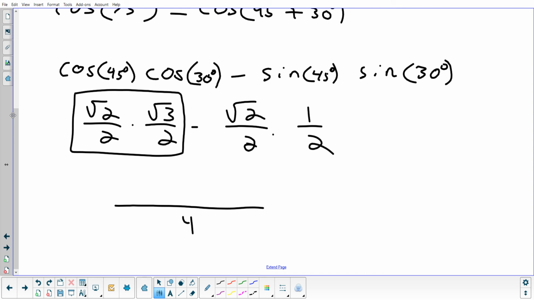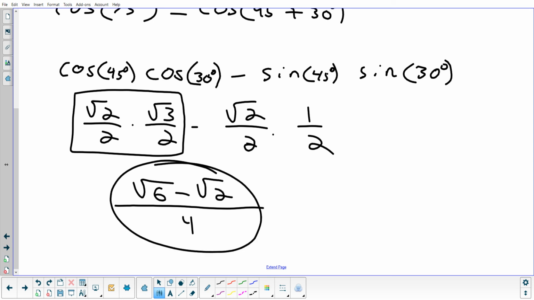Would it be the square root of 6? Yep, square root of 6. And Zach, the square root of 2 times 1? Square root of 2. Just the square root of 2. And that's your final answer. Square root of 6 minus square root of 2 over 4.